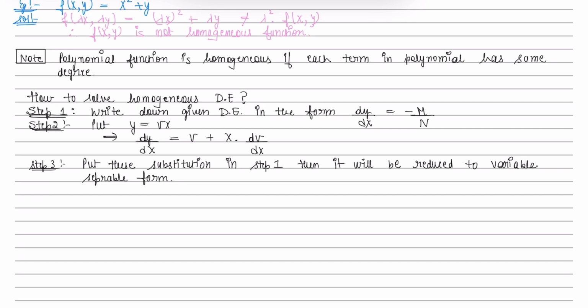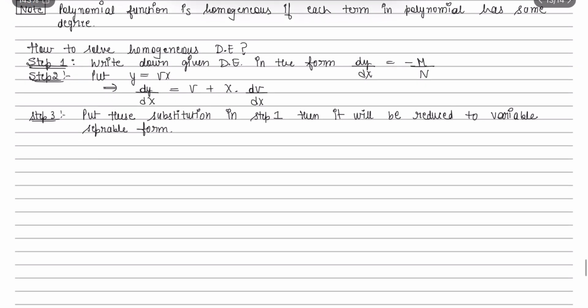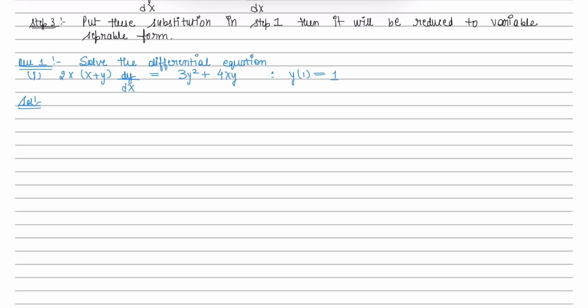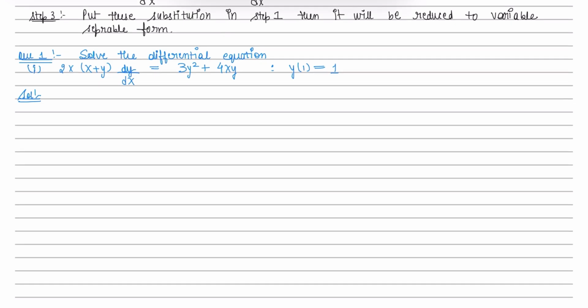Let us try to make the understanding of these steps with the help of some examples. Question number 1 says to solve the differential equation given as this. The first thing we have to do is to check if the given differential equation is homogeneous in nature or not. For that, we can first convert the equation in the form of dy by dx is equal to whatever the function is.